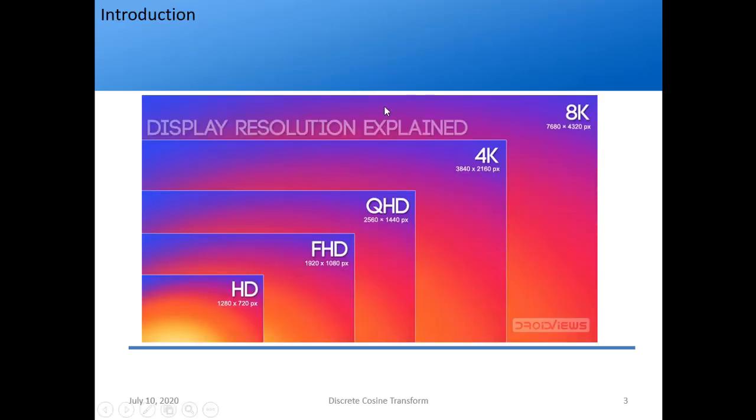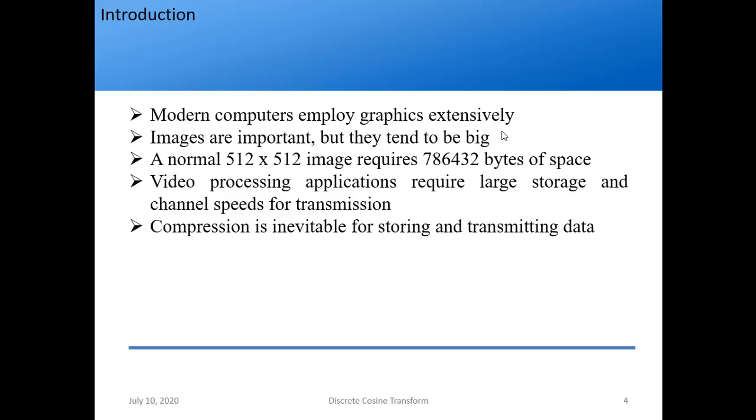We initially started with a simple example of this image. If you have an HD image, its resolution is 1280 by 720, where px stands for pixels. A full HD image is 1920 by 1080 pixels. We also took the example of a 4K image, which is 3840 by 2160 pixels. And we said that 8K is usually not used because going further from 4K there is not much improvement in the quality. Then we said modern computers employ graphics extensively, as a result of which images are important, but they tend to be big.